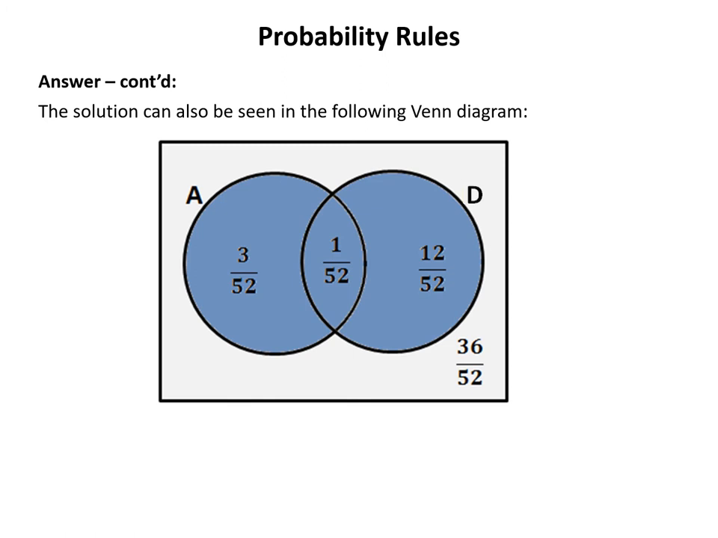We can see the solution also in the following Venn diagram, which illustrates it quite nicely. We can see that the set A has a probability of 4 out of 52, which is split into the 3 over 52, which is the non-diamond aces, and then the one ace of diamonds. And similarly, the diamonds are a total of 13 out of 52, which are split into the 12 that are not aces and the one that's an ace, which is again the ace of diamonds. So the first one is set A, the second one is set D, and the intersection there is the 1 out of 52, that's the ace of diamonds. We can see also that there are 36 cards that are neither aces nor diamonds. So we can see from the diagram that if we added that up, we would get the 16 out of 52, which equals 4 out of 13.